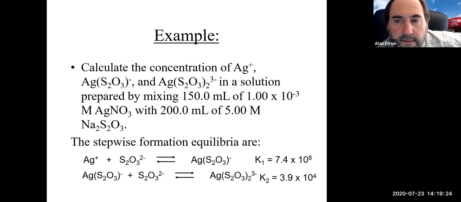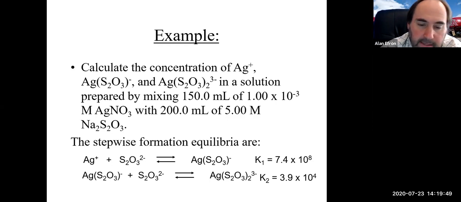Okay, so let's take a look and see how we're doing here. All right. So in this case, we're pretty much looking for everybody's concentration. We are given that we're going to be mixing 150 milliliters of 1 times 10 to the minus 3 molar silver nitrate with 200 milliliters of 5 molar sodium thiosulfate. And we're going to mix these together to make this complex ion form. And what we're given here, again, as I mentioned at the beginning, is not the overall formation or reaction of it, but the stepwise formation that happens.